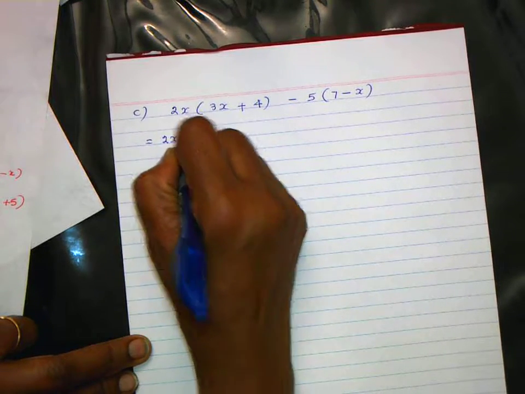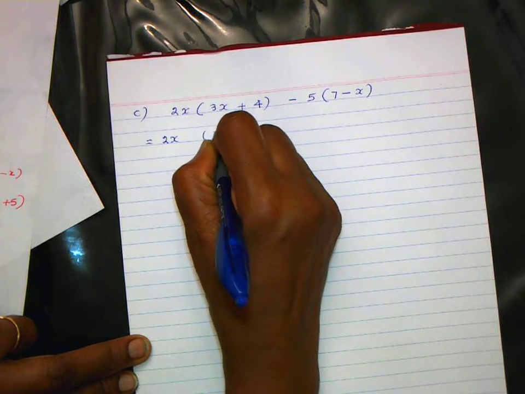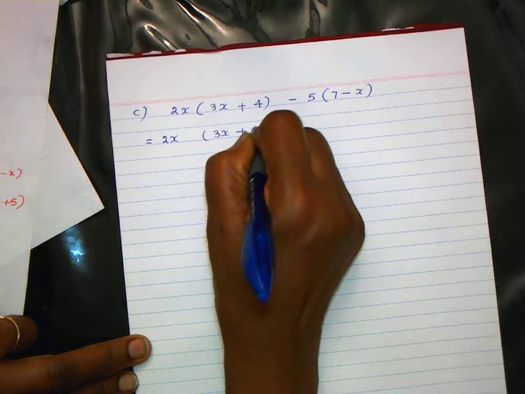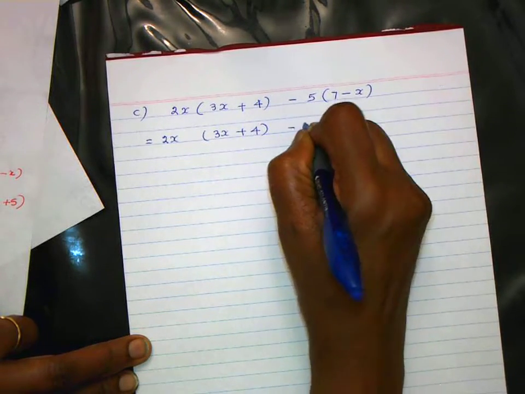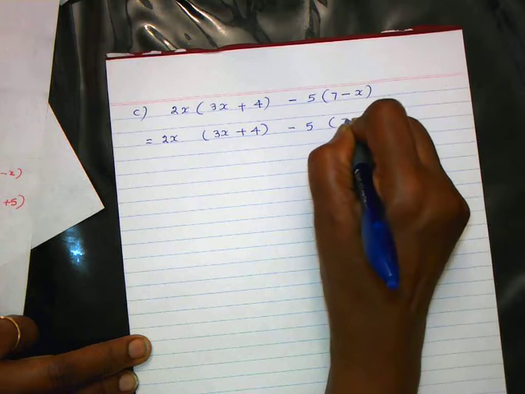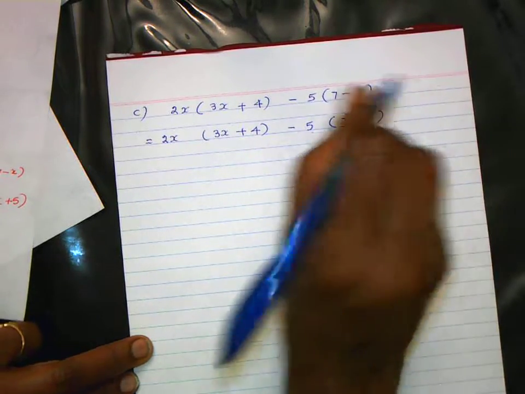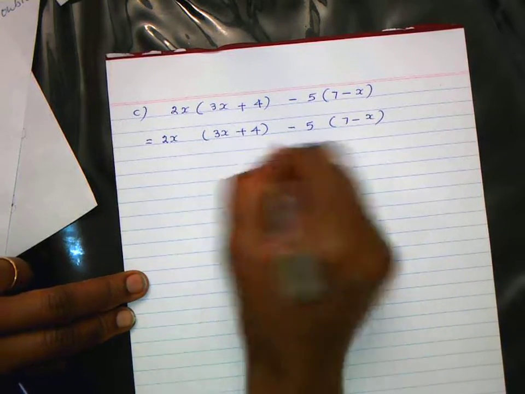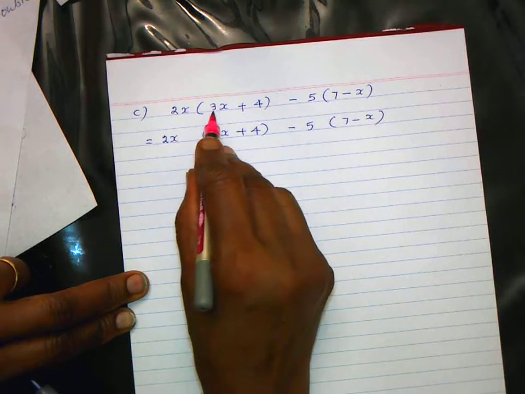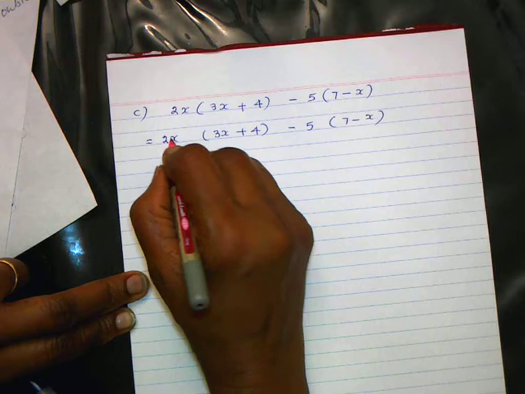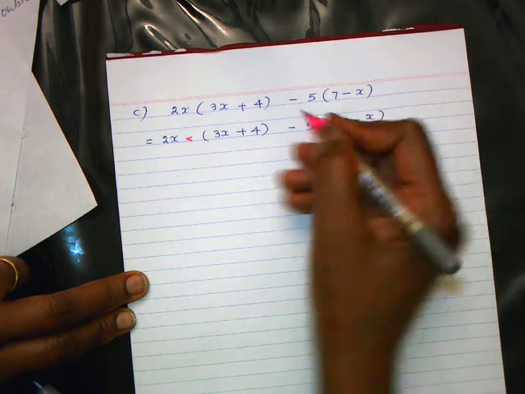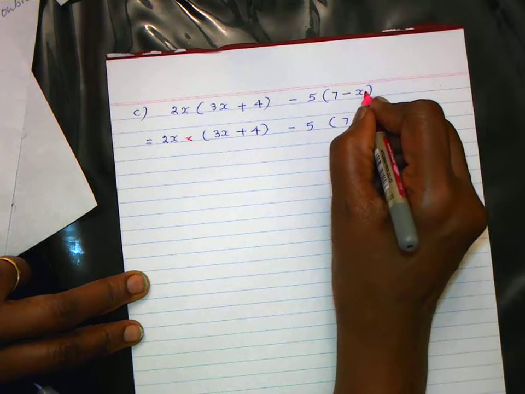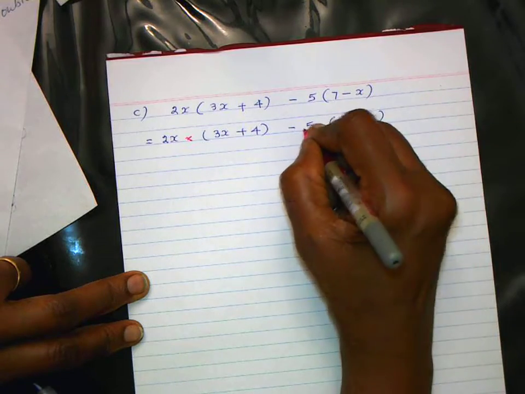2x, I leave space, 3x plus 4, take away 5, space, 7 minus x. So this gives space to write the times sign. The meaning of 2x bracket 3x plus 4 is 2x times. Likewise, minus 5 bracket 7 minus x means minus 5 times.